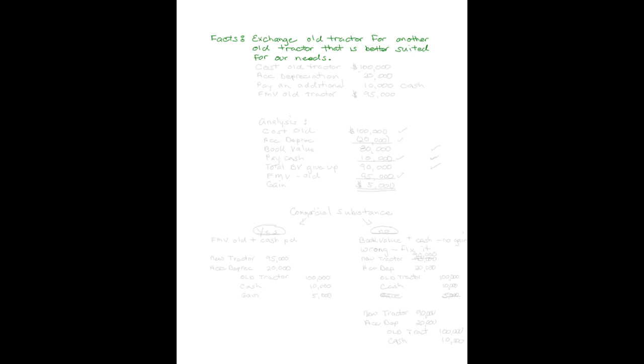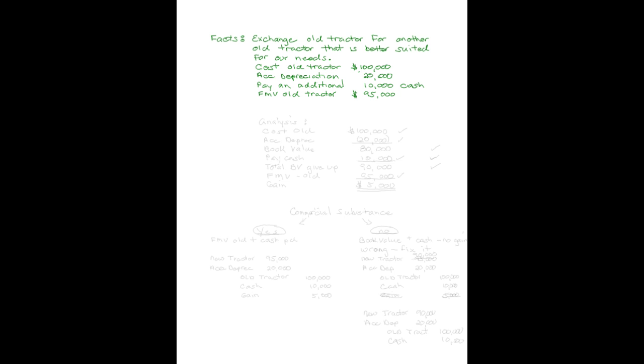In my example, we're going to exchange an old tractor for another old tractor that is better suited for our needs. It fits the layout of our land better. The cost of our old tractor was $100,000. Its accumulated depreciation, which we have brought up to date, is $20,000. We're going to pay an additional $10,000 cash, and according to an appraisal, the fair market value of our old tractor is $95,000. The fair market value of the new tractor is irrelevant because we have a good number for the fair market value of what we're giving up.